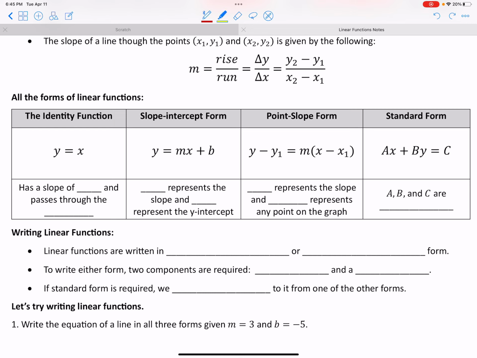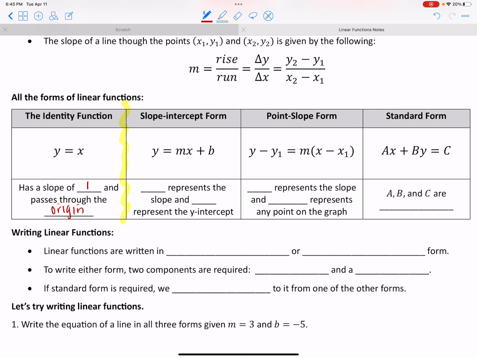Now the first one I want to separate from the other 3. So the first one, the identity function, that is our parent linear function I'm hoping we recognize. We know what y equals x looks like. Our parent linear function, or the identity function, has a slope of 1 and it passes through the origin. So we could say it has a y-intercept at 0.